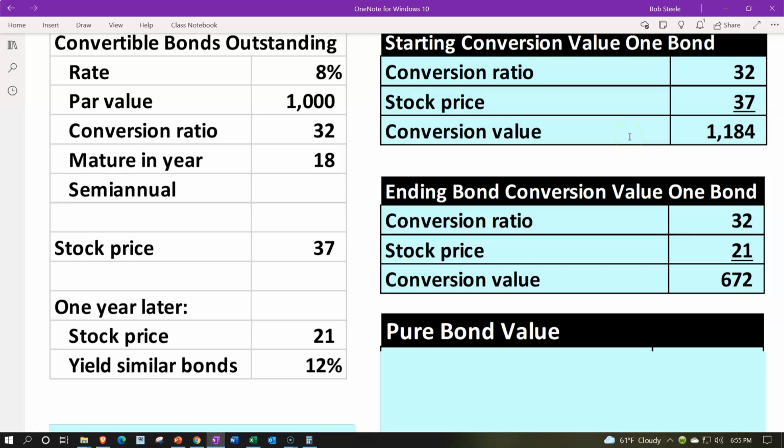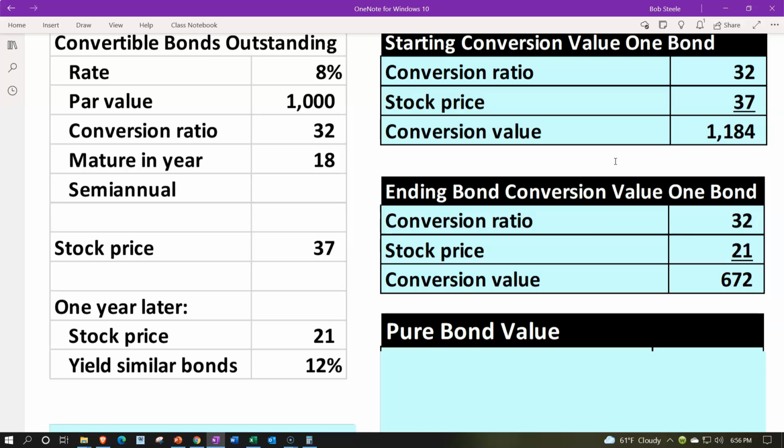Now we want to pick up the pure bond value. So note what we've done with the conversion value is we thought about it from the perspective of what if we took this bond and we converted it to the common stock so that we can value the common stock, because we know the value of the common stock because it's actually trading on the stock market. We don't know the value of the convertible bond because we don't have the luxury of a lot of similar convertible bonds trading on the market.